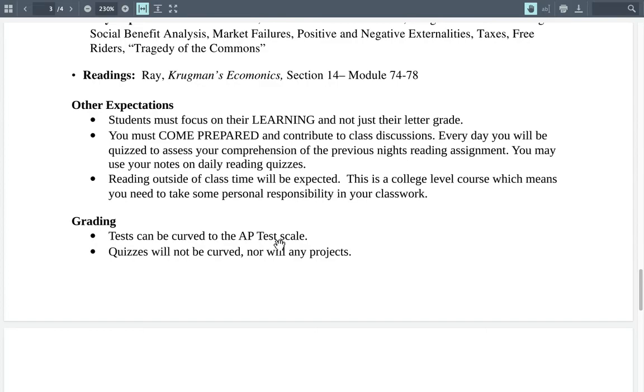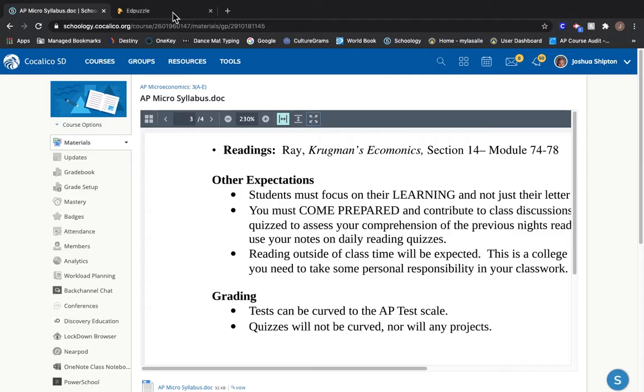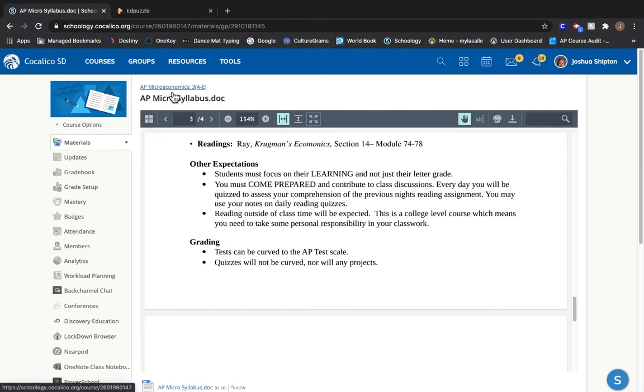We took the very first unit test though, and I think there were 49 points available on that test, and the average score was about a 43, 44 out of 49, so I did not need to apply any curve to that. But as we go on and the material gets a little bit tougher, that is an option for them.